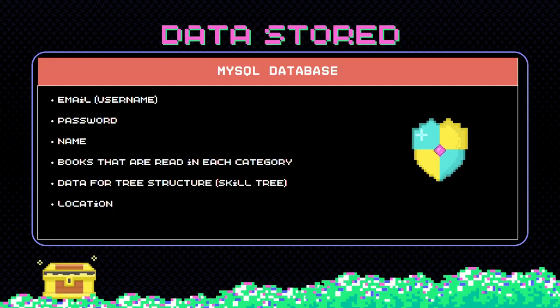The data that is stored in the MySQL database is the email, password, name, books that are read in each category, data for the tree structure for the skill tree, and also the location.